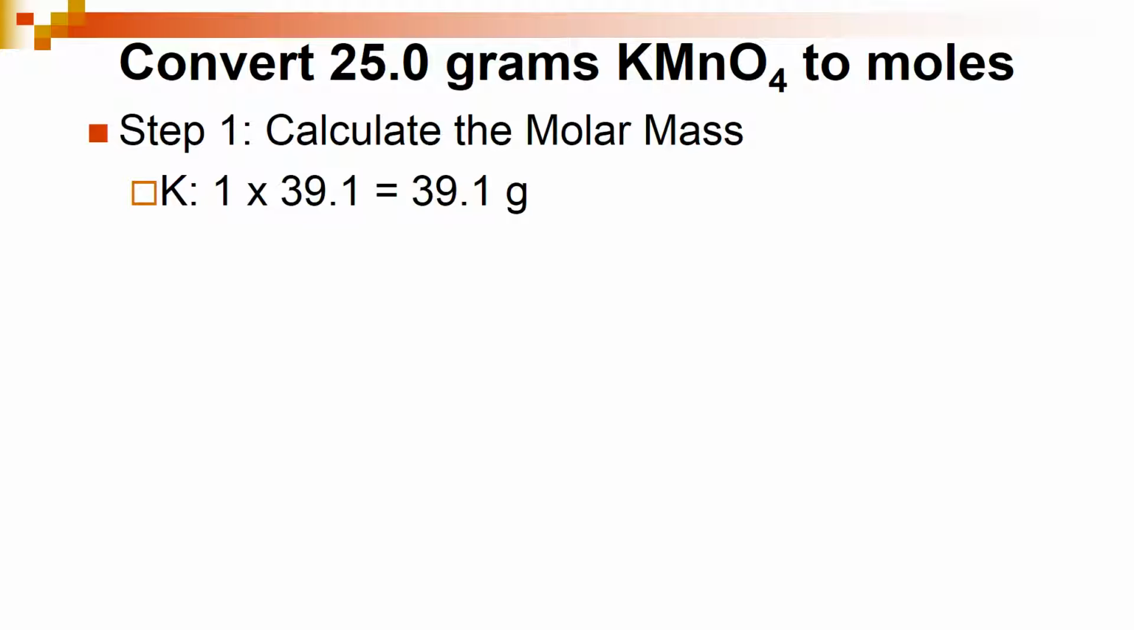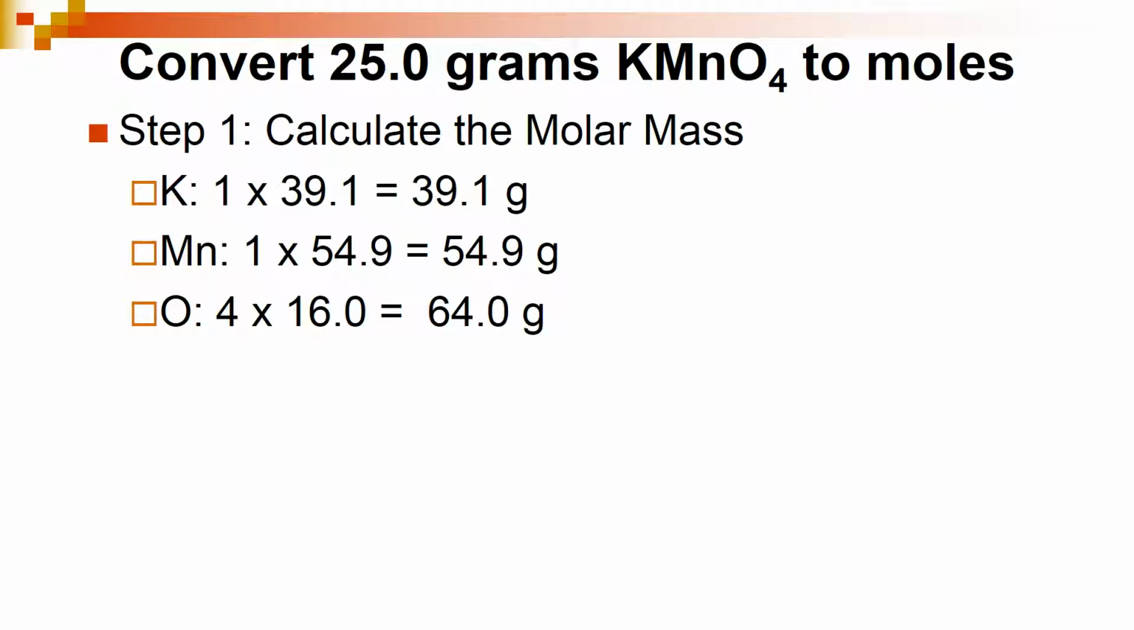We have one potassium that has a molar mass of 39.1 grams. And again, we find these values from the periodic table. We have one manganese that has a mass of 54.9 grams. And we have 4 oxygens that each have a mass of 16.0 grams to give us a total of 64 grams for oxygen. To find the total molar mass for the compound, we need to add 39.1 plus 54.9 plus 64.0 to give us a molar mass for potassium permanganate of 158.0 grams per mole.